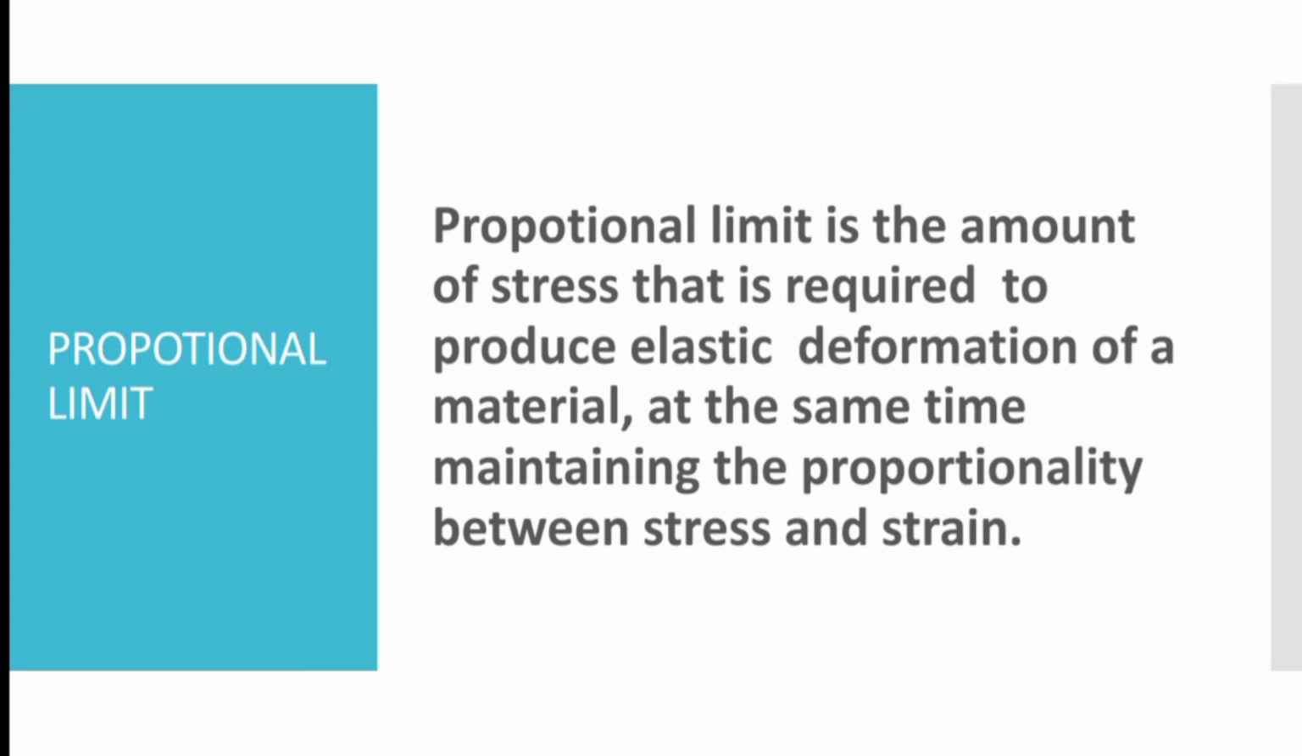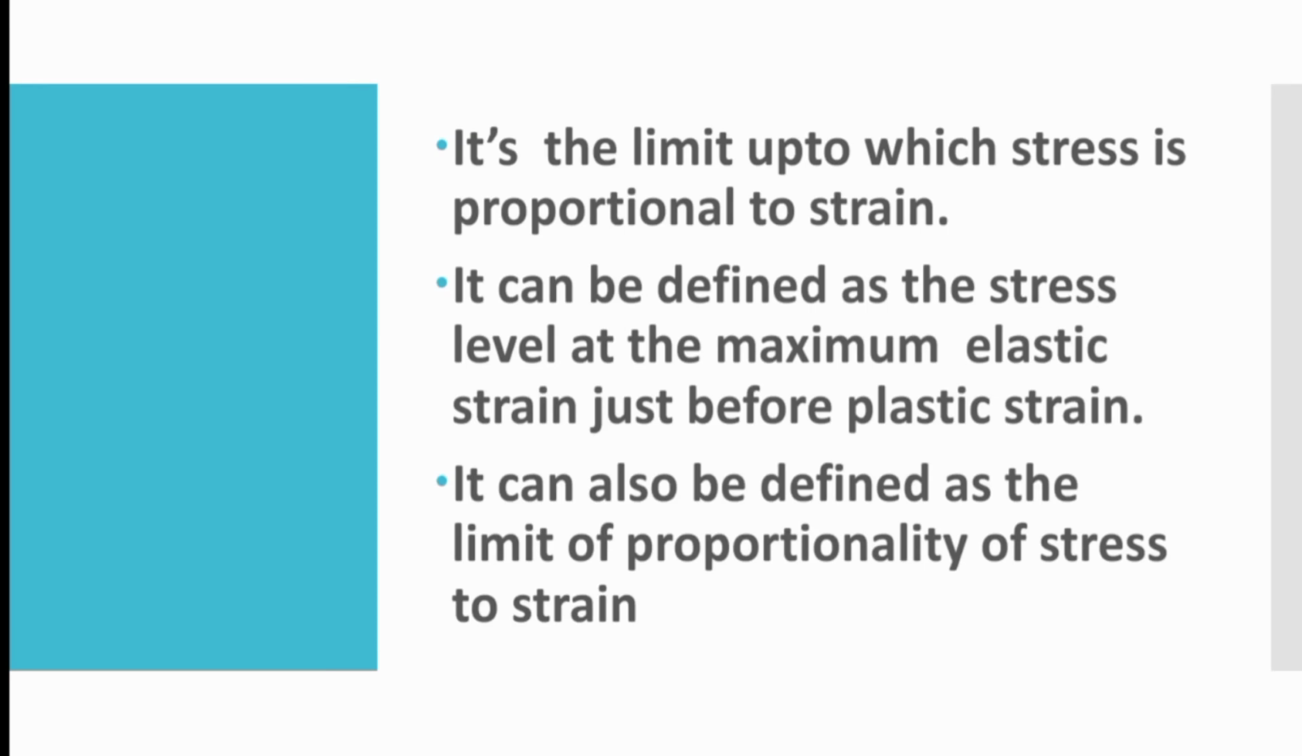First we have proportional limit. Proportional limit is the amount of stress that is required to produce elastic deformation of a material, at the same time maintaining the proportionality between stress and strain. That is, up to the proportional limit, stress is proportional to strain. It is the limit up to which stress is proportional to the strain.